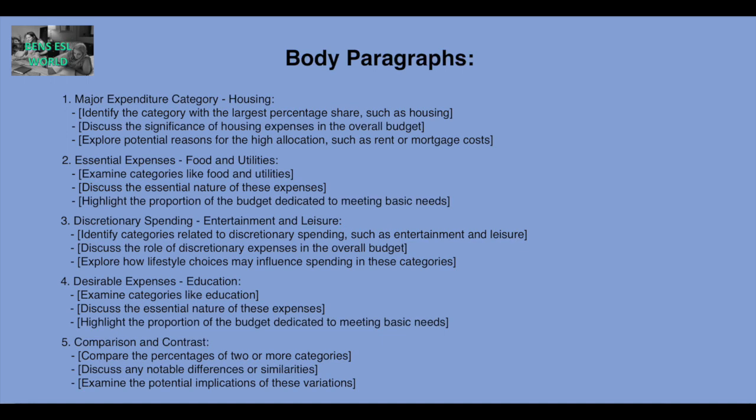4. Desirable expenses, education. Examine categories like education. Discuss the essential nature of these expenses. Highlight the proportion of the budget dedicated to meeting basic needs.